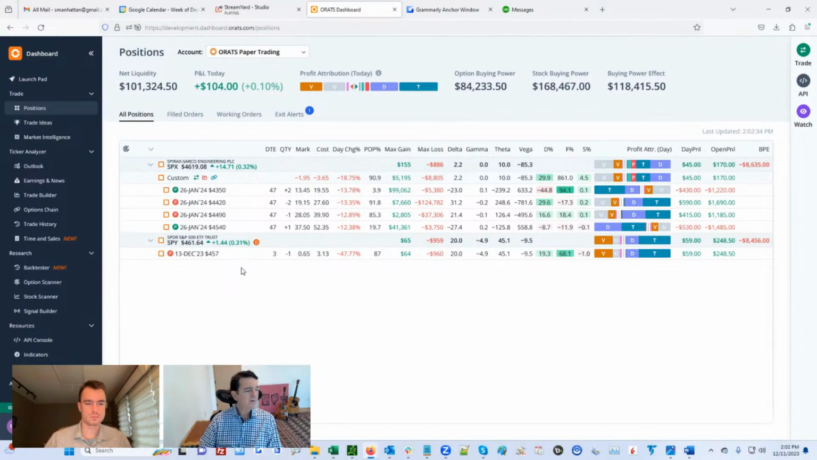But today we are talking about what, Tyler? Finding trades using skew and term structure.